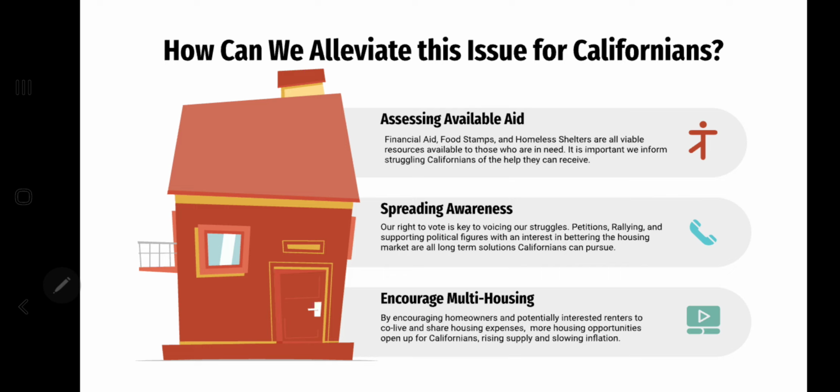Petitions, rallying, and supporting political figures with an interest in bettering the housing market are all long-term solutions Californians can pursue. Finally, encouraging co-living will aid in helping supply for housing even out closer to demand, giving others cheaper access to housing by splitting the expenses between multiple individuals.